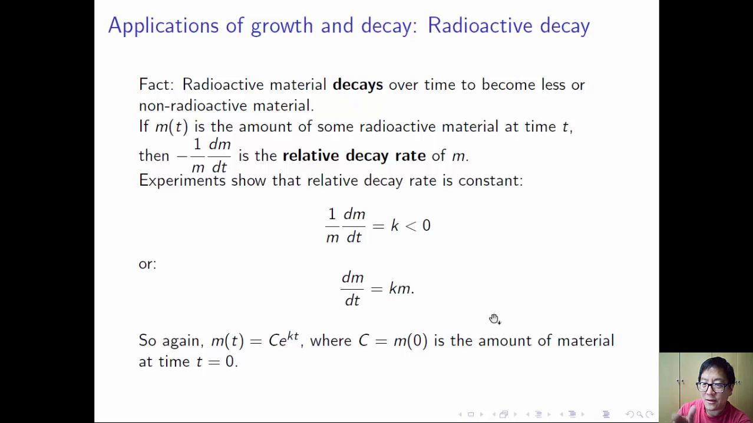So again, we have two very different situations, population growth with a constant relative growth rate and radioactive decay, and they both have the same solution, a solution of the form c times e to the kt.